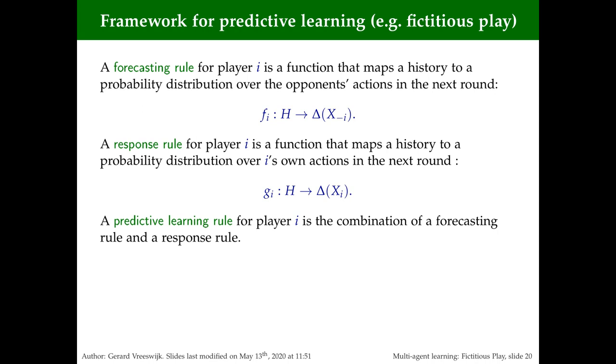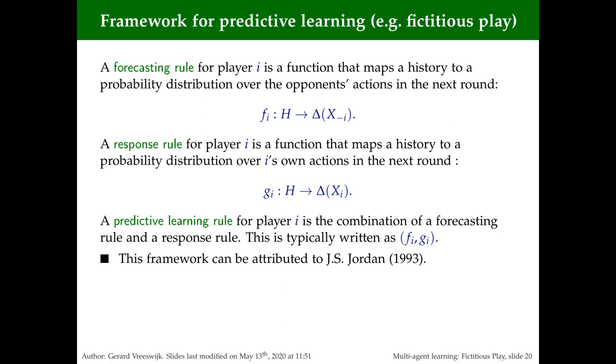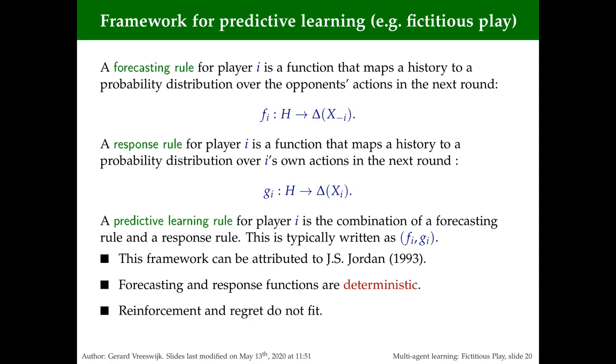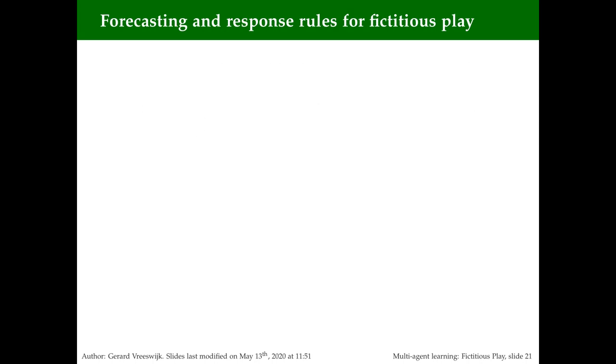Then a predictive learning rule for a certain player is the combination of a forecasting and a response rule. This framework, according to Peyton Young, can be attributed to Jordan. The forecasting and response rules are deterministic up to the probability, because both have a probability component, but the algorithms themselves are fixed. This means that reinforcement and regret do not fit, because they are not involved with prediction, they are only involved with past payoffs. They're not interested in predicting the behavior of the opponent.